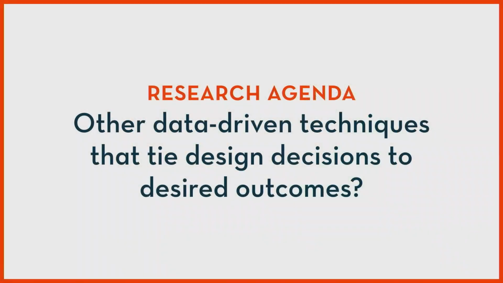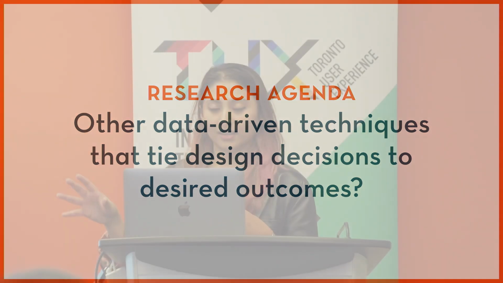But I actually think my research agenda for the last 10 years has been looking at A/B testing as one data-driven approach to tie design choices to outcomes. But can we come up with other ways? So, what are other data-driven techniques that can be used to tie design decisions to desired outcomes? It's actually a pretty hard problem, and that's really why you've only seen A/B testing as the major example used in industry. But hopefully I can convince you in this talk that there may be some other promising approaches.